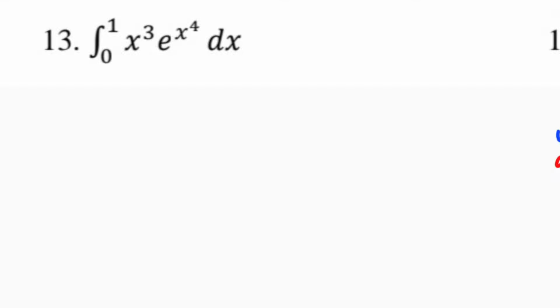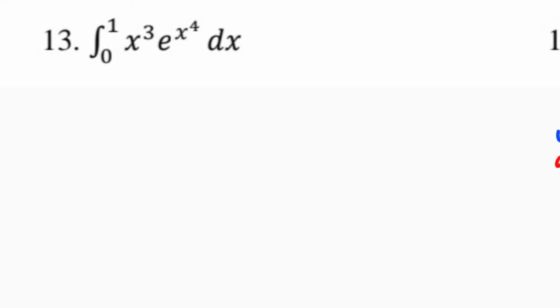All right, number 13. We're getting close to the end of this set of algebraic problems. x cubed e to the x to the fourth. Okay, where x to the fourth is the inside of the composition of functions, and the derivative of x to the fourth is proportional to x to the third, so I'm going to be able to use u du.